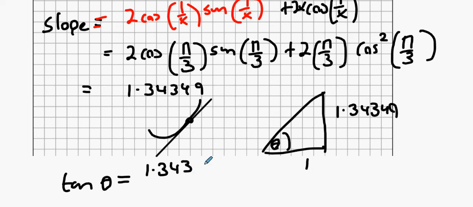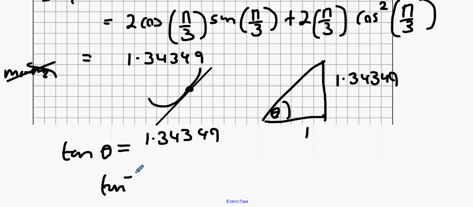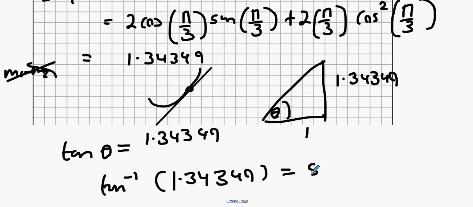You don't have to do that m1 minus m2 business, you don't need to do that whatsoever for this one. Tan inverse it, and when you inverse tan that, you should get 53.3 degrees. Okay, and that's questions 3 and 4 done.